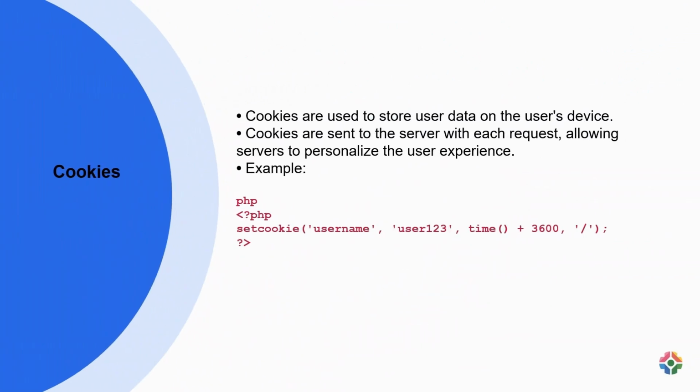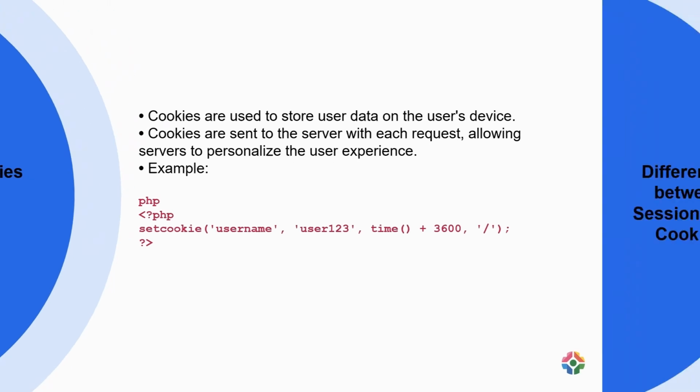Cookies serve as small pieces of data stored on a user's device. They are sent to the server alongside each request, enabling servers to personalize user experiences. For instance, when a user logs into a website, a cookie named username might be set with the value user123 and an expiration time of 1 hour. This cookie would then be sent to the server with subsequent requests, facilitating a customized experience for the user.